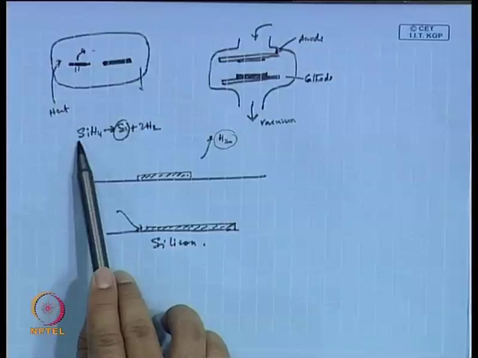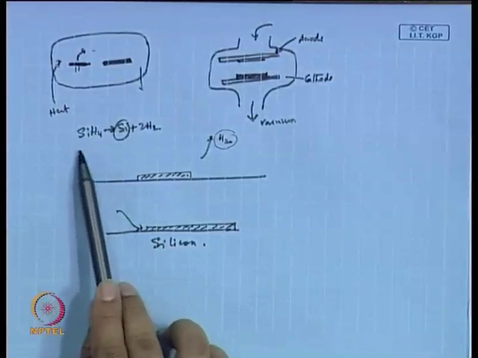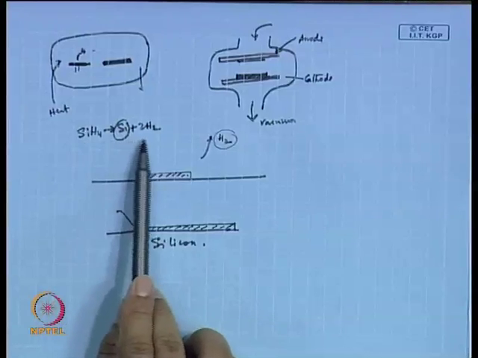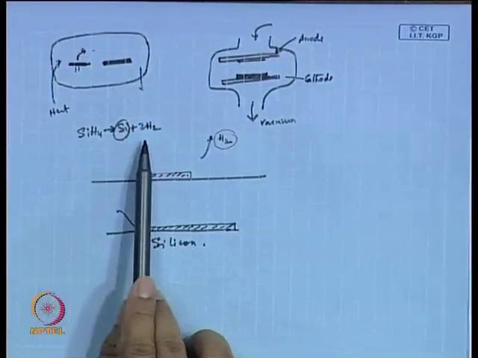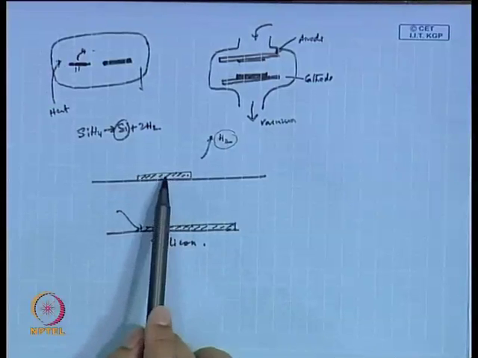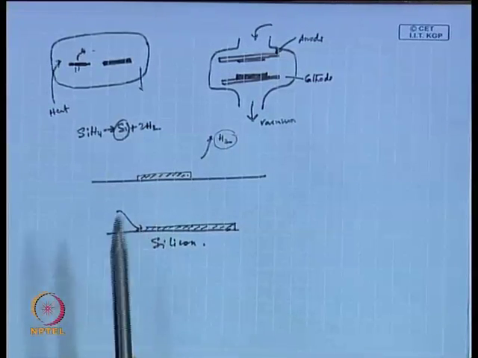In that case, you have SiH4 supplied there, and this SiH4 in the bulk phase dissociates into silicon and hydrogen, and this silicon is deposited on the substrate. So, this is an example of a homogeneous reaction.